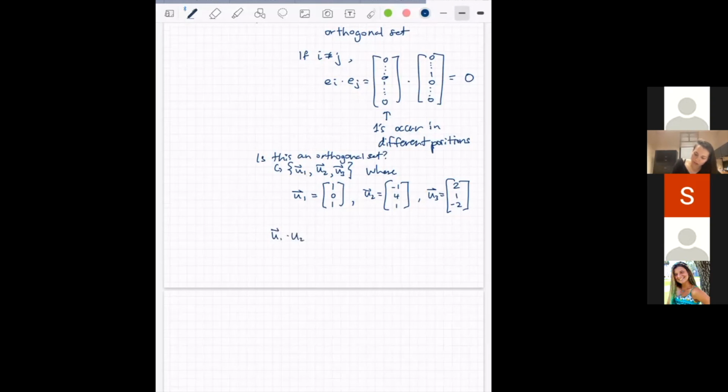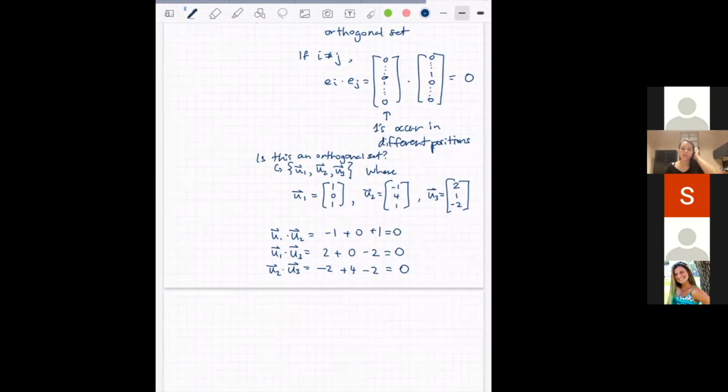Just taking the dot products, right? So u1 dot u2, we can look at that. That would give us -1 plus 0 plus 1, so that's 0. u1 dot u3 would give us 2 times 2 plus 0 plus -2, so -2, which is also 0. And then u2 dot u3 is equal to -2 plus 4 minus 2, which is 0.